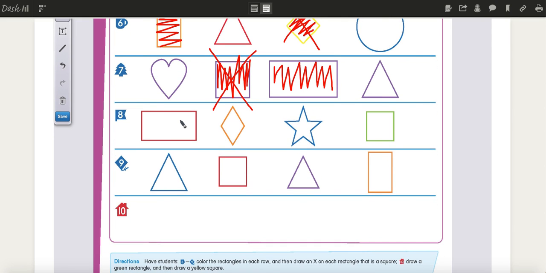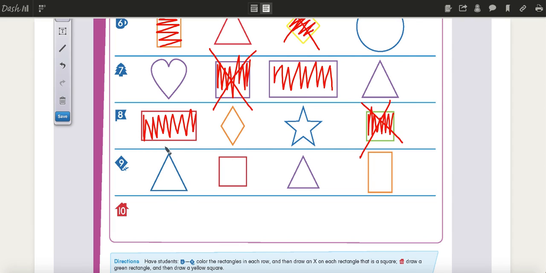We're going to color in all the rectangles. Is this a rectangle? Yes. Is this one a rectangle? No, good job. Is this one a rectangle? What about this one? Yes. So now we're going to draw an X on all the squares. Is this a square? No. Is this one a square? Yes. It has all the sides the same length.